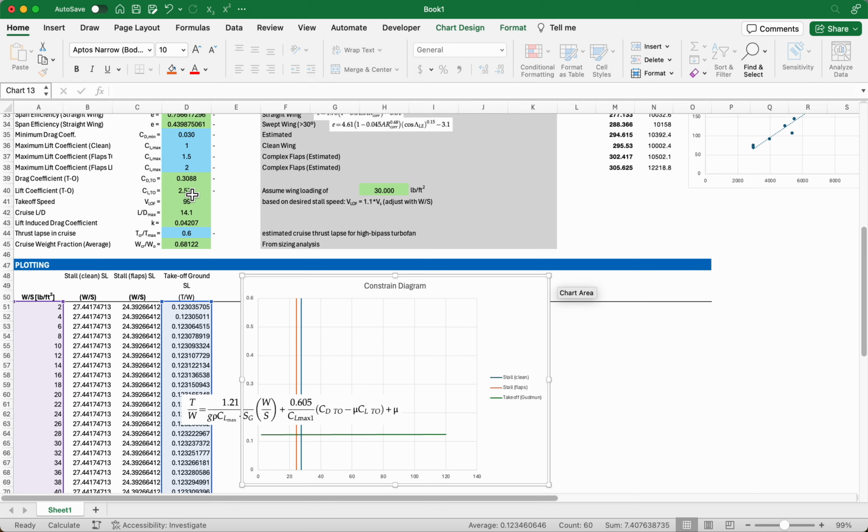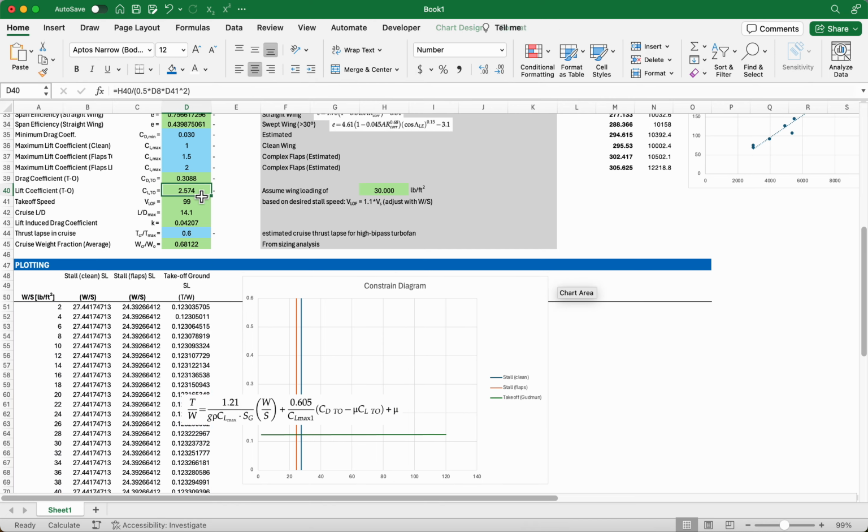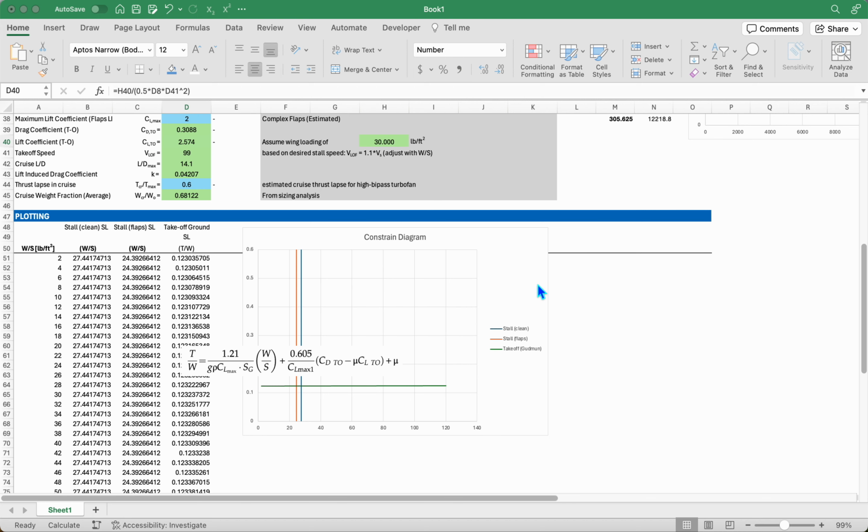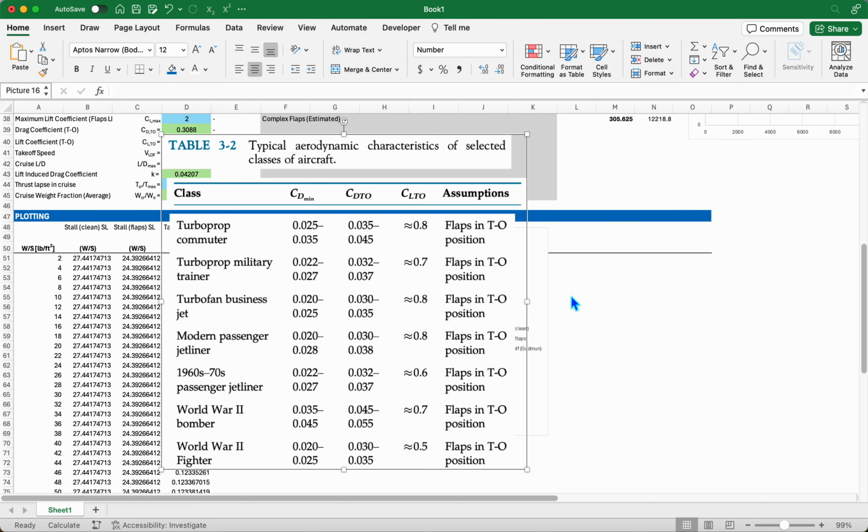I talked about our lift during takeoff. I calculated this based on an assumed wing loading. So I'm going to change this, and I'm going to use a nice table presented by Goodmanson that just gives some average values for your takeoff and landing coefficients, and it also gives an approximation for your minimum drag. So I'm going to use this.